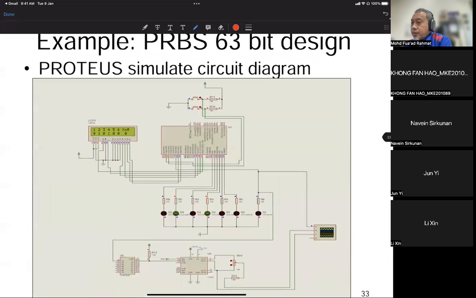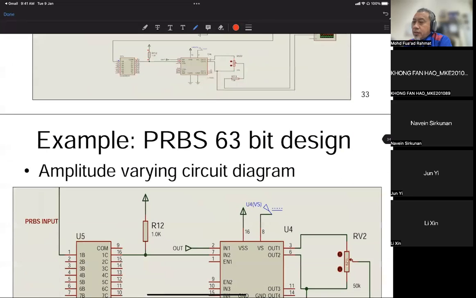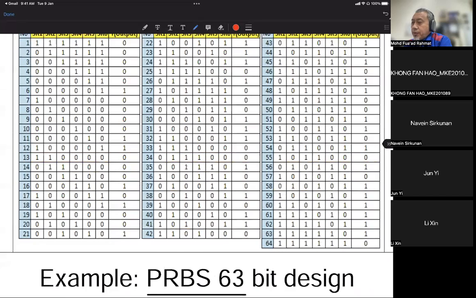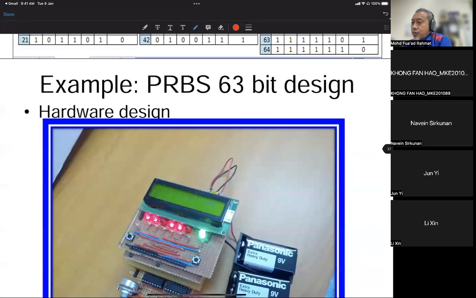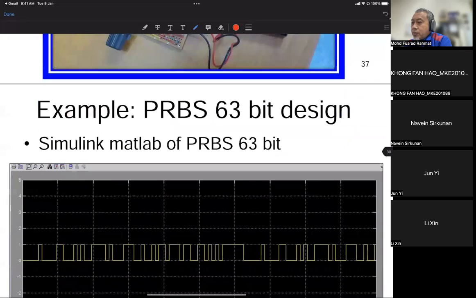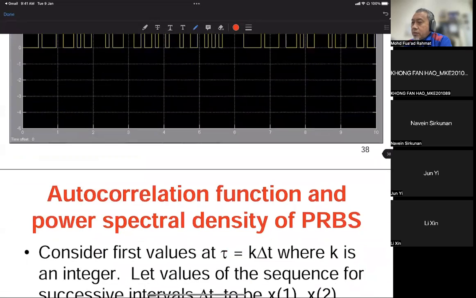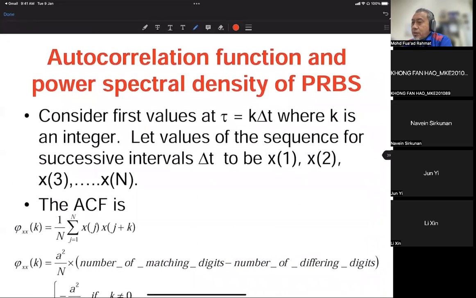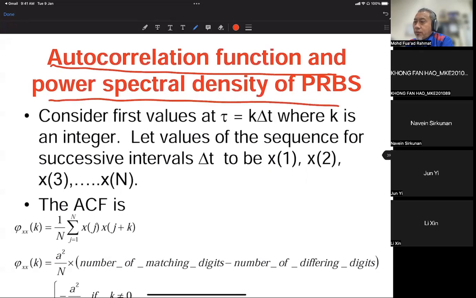So we can generate these PRBS test signals by using hardware and by using software. Okay, so this is the hardware designs, and the software designs by computer algorithms, to generate the signals from the computer or Arduino. So this PRBS has the autocorrelation function and power spectral density, which is a very important analysis of the input signals.